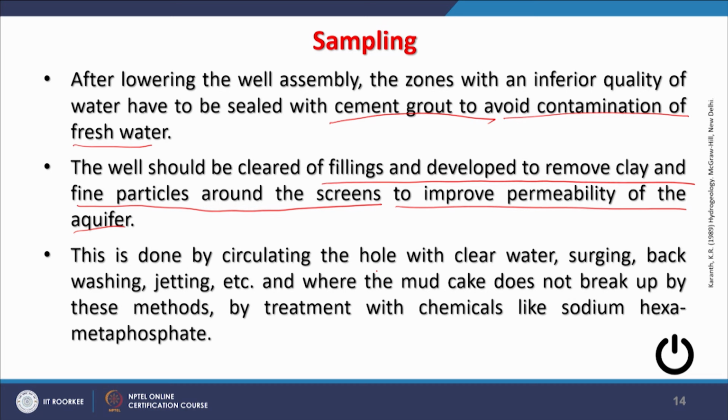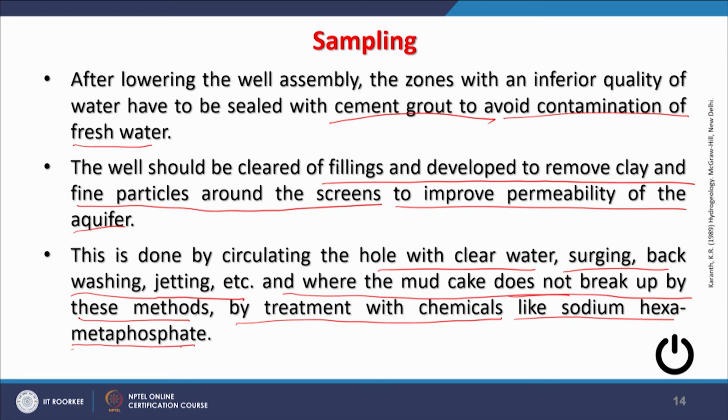So, all that material, smaller materials, will come out at the initial stages, then the well assembly is lowered, so that all these small materials which might create problems for the screen will be removed initially at the development stage rather than at the final stage. So, this is done by circulating the hole with clear water, that is cleaning of the well, surging, backwashing, jetting, etc. And where the mud cake does not break up with these methods, there should not be any damage when we are putting the water there or circulating the hole with fresh water. No damage should occur to the already existing hole, and by treatment with chemicals like sodium hexametaphosphate, etc. Some chemical treatment.